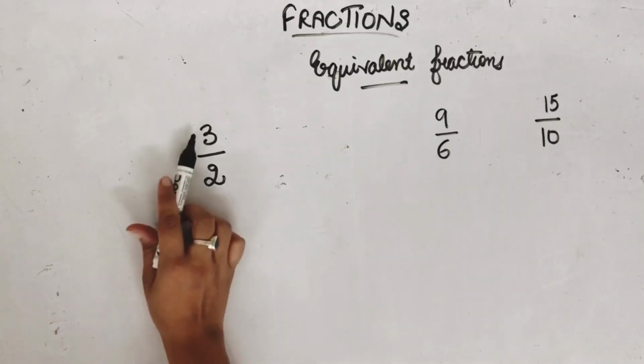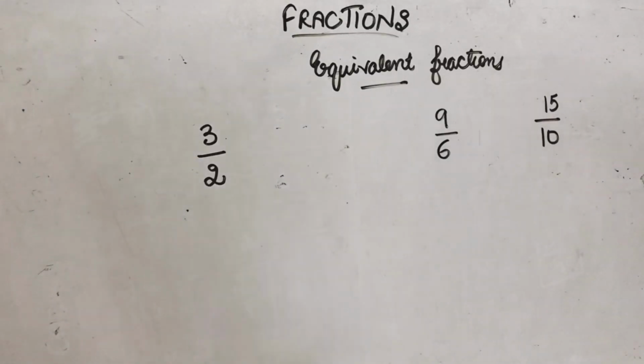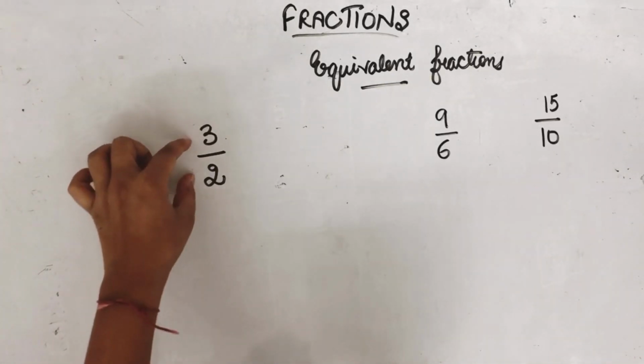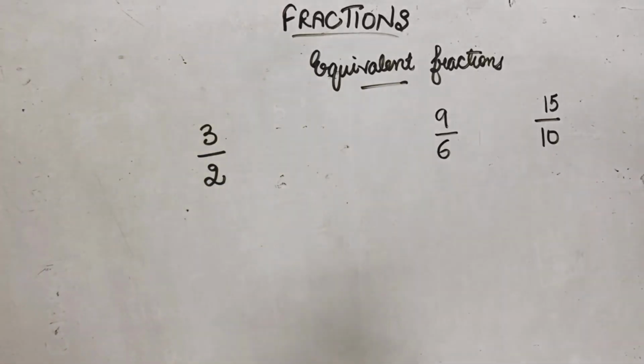Now, this fraction is in the simplest form. Now, what do you mean by simplest form? There is no common factor other than 1, so you can't simplify this fraction more.